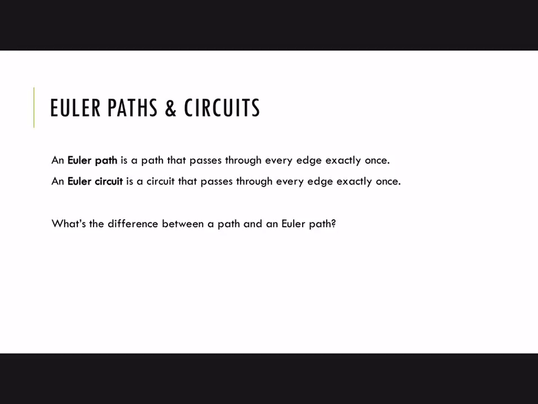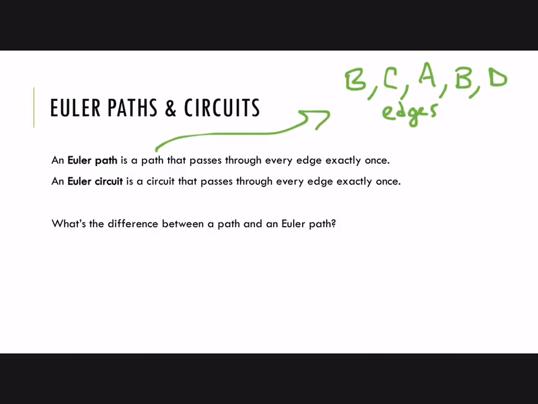An Euler path is a path that passes through every edge exactly once, every edge in the graph. An Euler circuit is a circuit that passes through every edge exactly once. So let's go back and review. We need to remember what a path and a circuit are. A path is a series of adjacent vertices. Something like B, C, A, then back to B and then to D. I've just made up some vertices here. And this type of path doesn't repeat any edges, so edges are used only once.